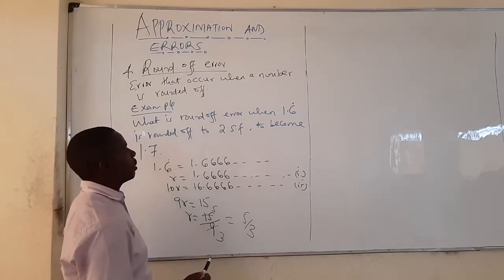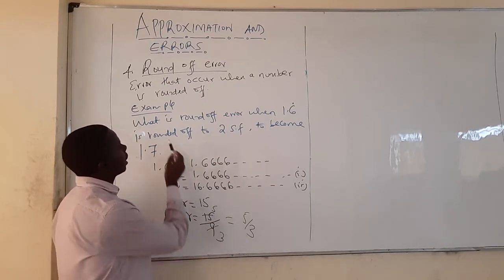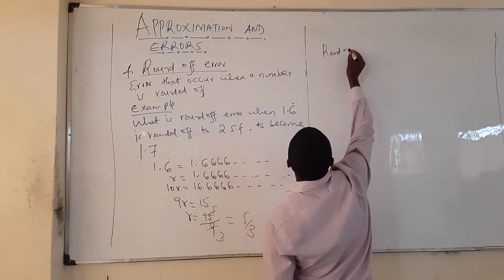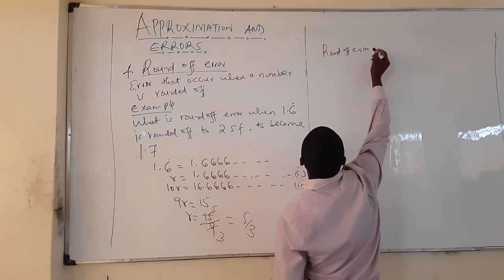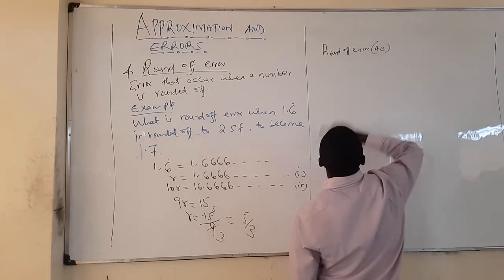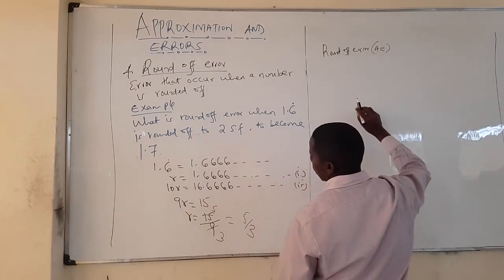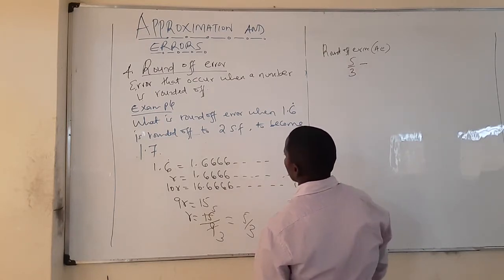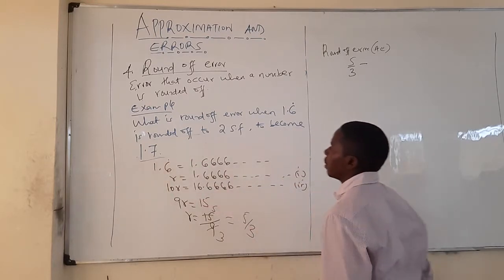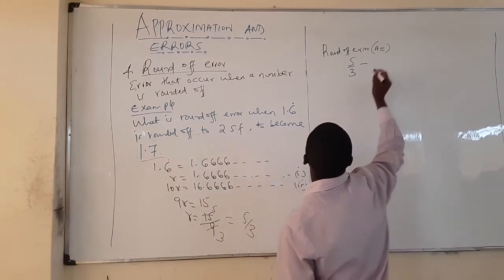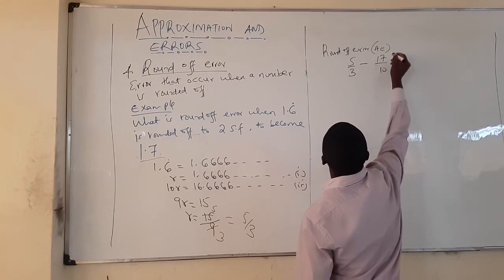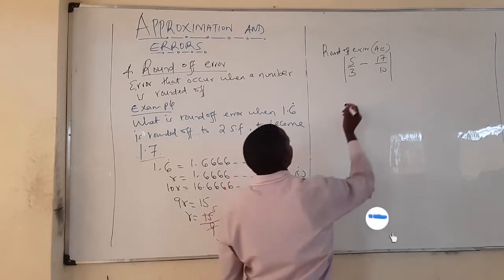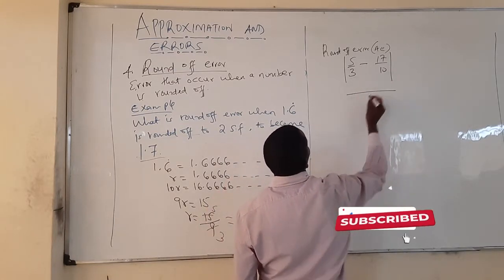Then we want to see the round-off error. So the round-off error will be given by what you can refer to as the absolute error here. In this case, it's going to be the actual value, which is 5 over 3, minus the number that you have gotten after rounding off, 1.7, which is the same as 17 over 10, and then you take the absolute value of that. Don't consider the sign. So the LCM here is going to be 30.